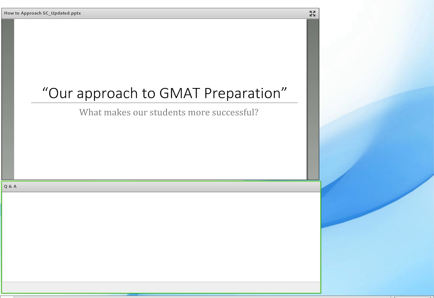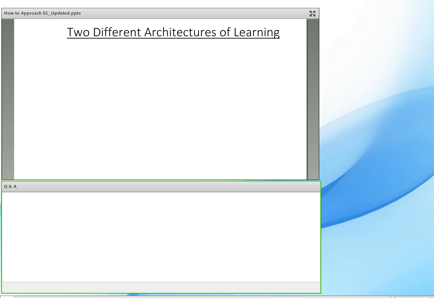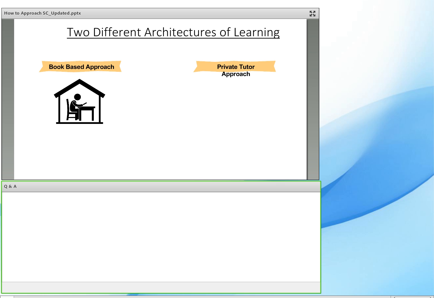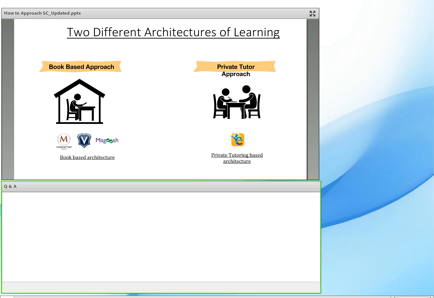When you think about the various architectures of learning, there are two predominant architectures that you would see today. The first one is what we call the classical book-based architecture. And the second is the private tutoring-based architecture. Most GMAT prep courses out there provide quizzes, audiovisual instruction, and a few study plans, but the primary learning architecture they provide is built around this book-based architecture. When you map e-GMAT to one of these architectures, you're going to find that e-GMAT is centered a lot more around this private tutoring-based approach.